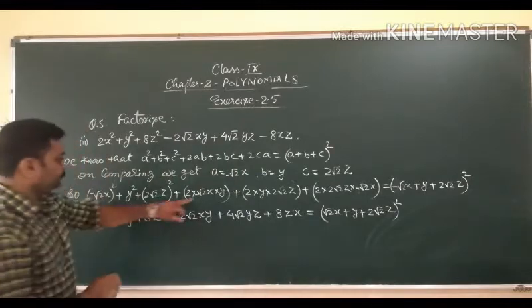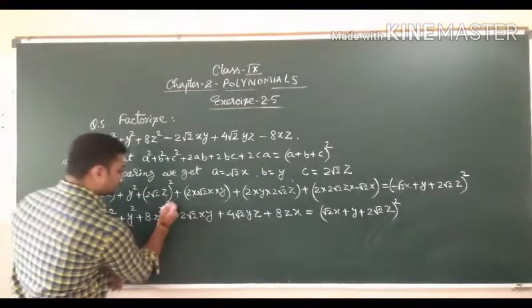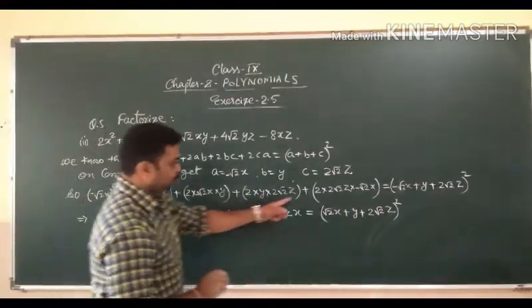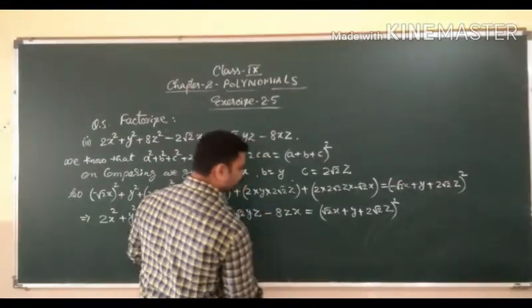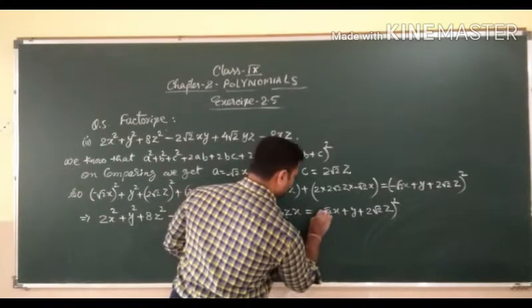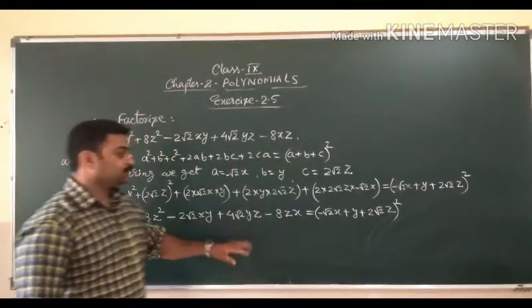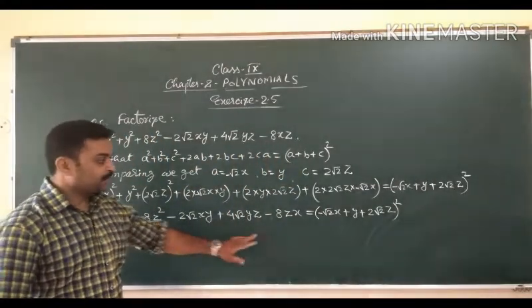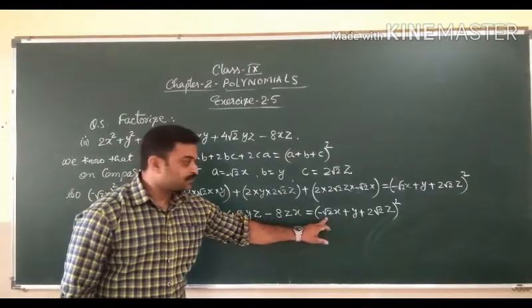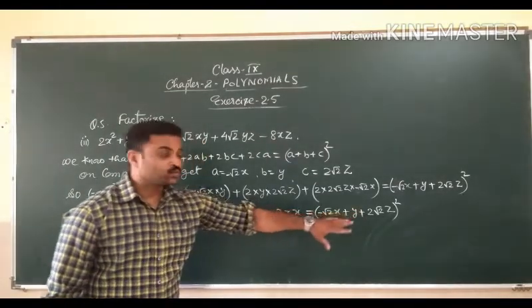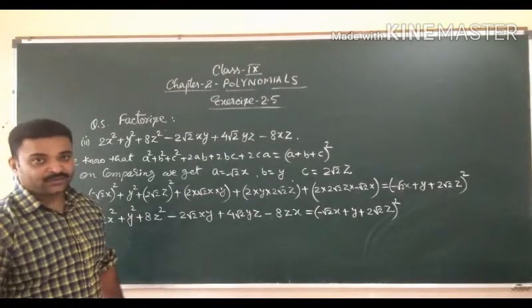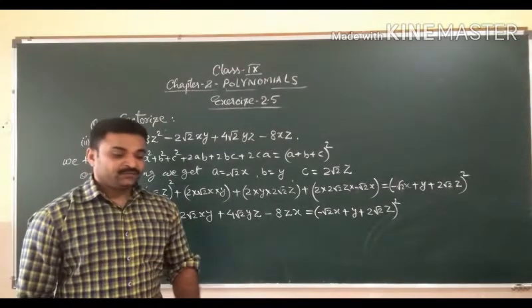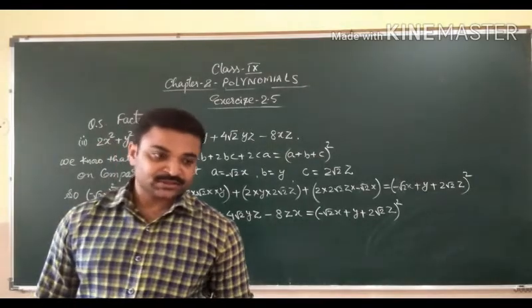So our answer is: here minus, here minus, and here also minus. Now the question is completed. So our answer is (minus root 2 x plus y plus 2 root 2 z) whole square. Understand? So pause the video to note it down. We will proceed to the next question, that is question number 6.